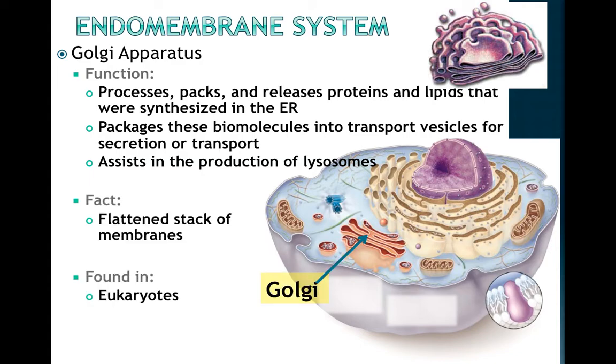Golgi's right there. It's a flattened stack of membranes. So again, all these things are covered in membranes. That's the point. But this one's easy to recognize because it has this very distinct flattened look to it. And it's going to be found in plant cells and animal cells, as are all of the parts of the endomembrane system that we've talked about.